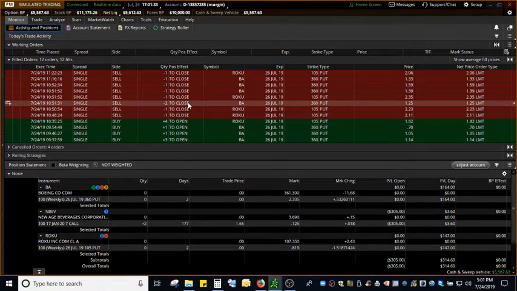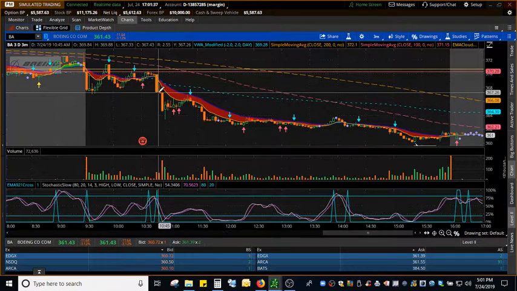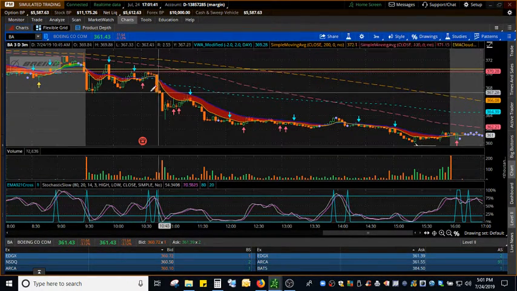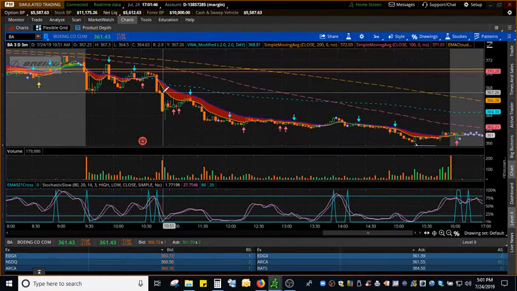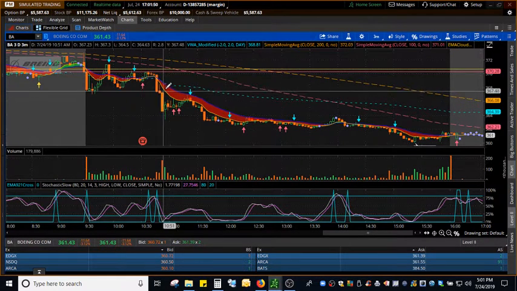I sold 2 contracts at 10.51 way over here right at the open of this candle, and the reason I sold those is because we came up on the low of day. I wanted to unload some of my risk because we were getting a low of day and this thing could have very easily bounced back up.